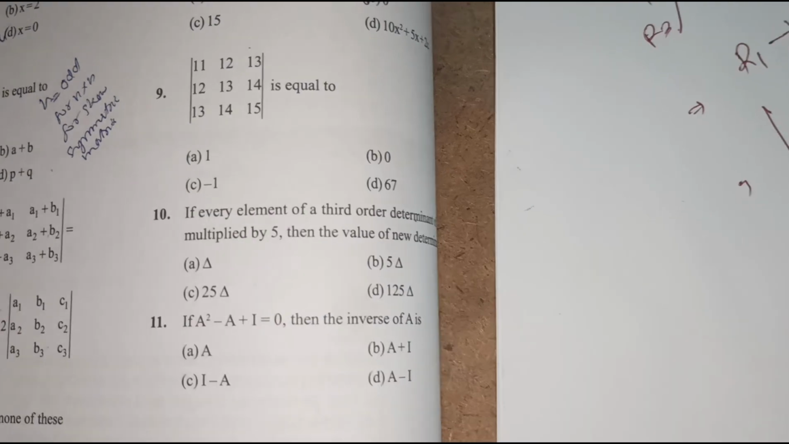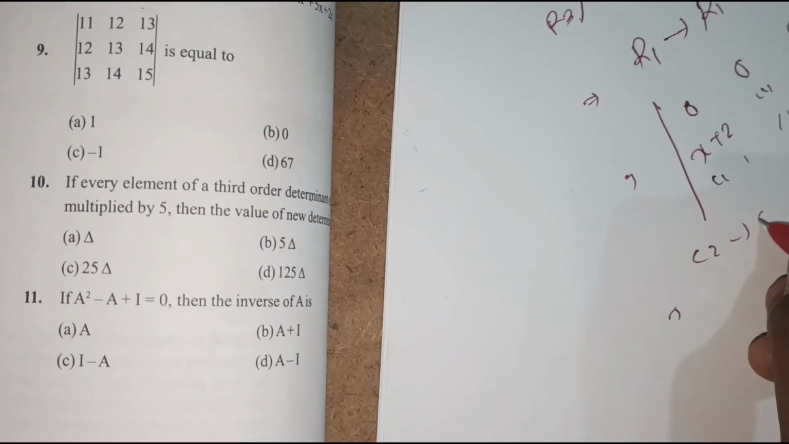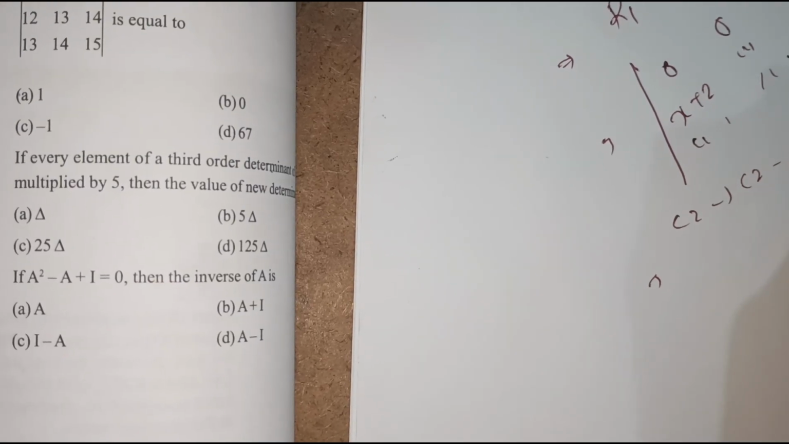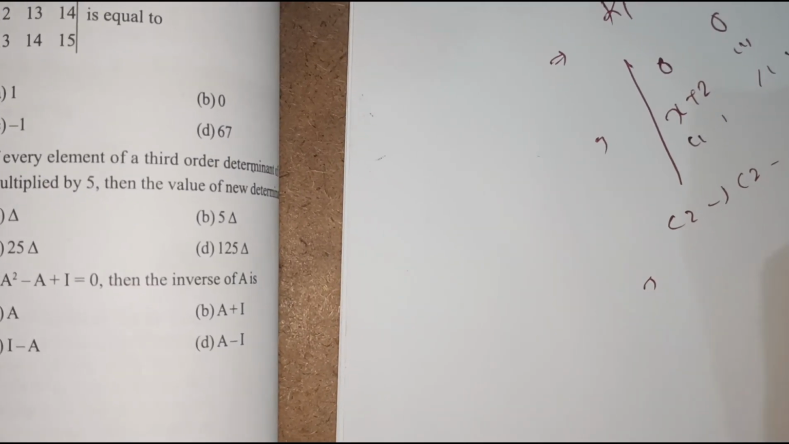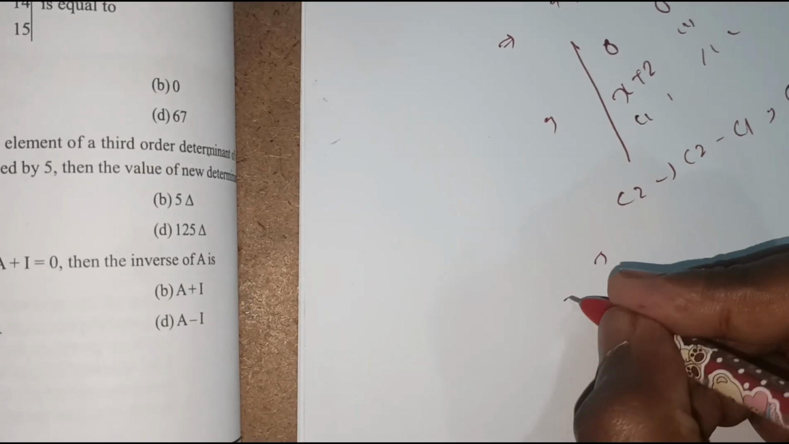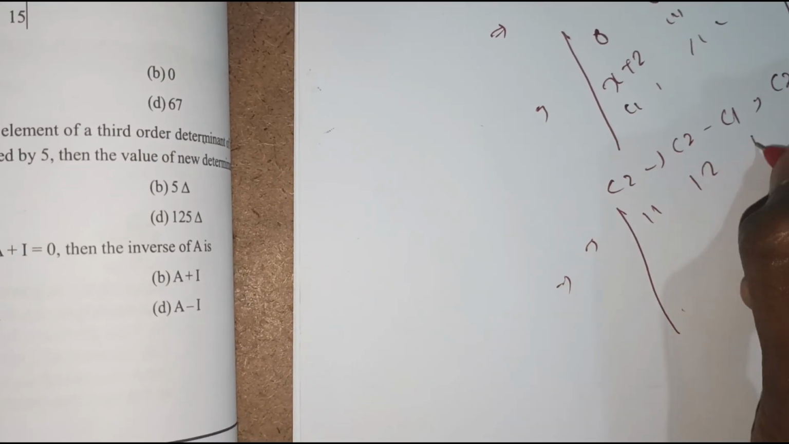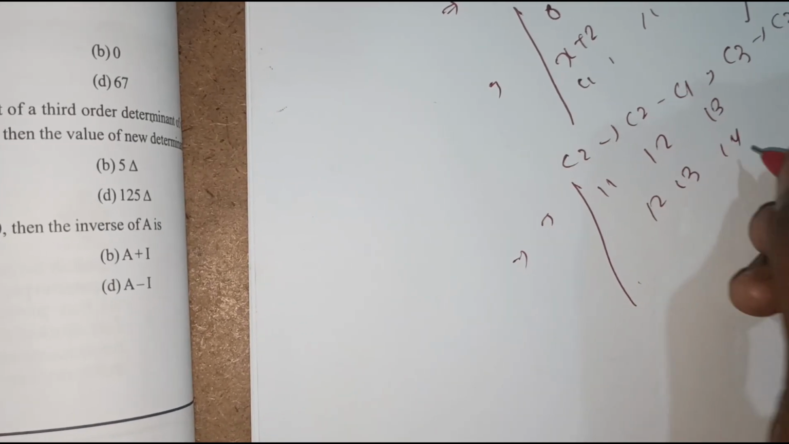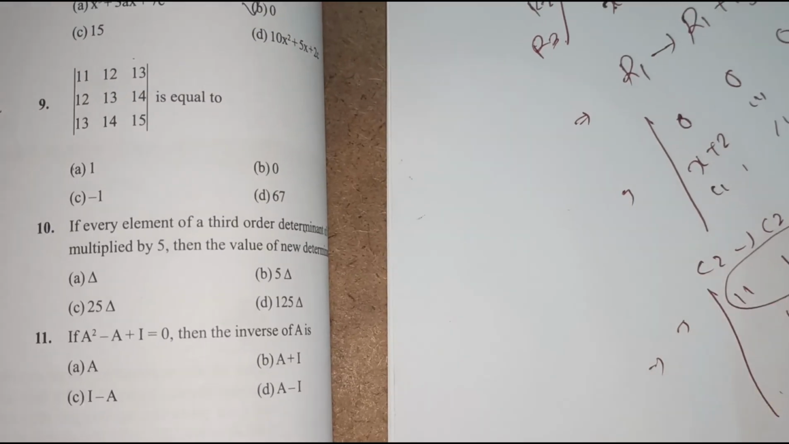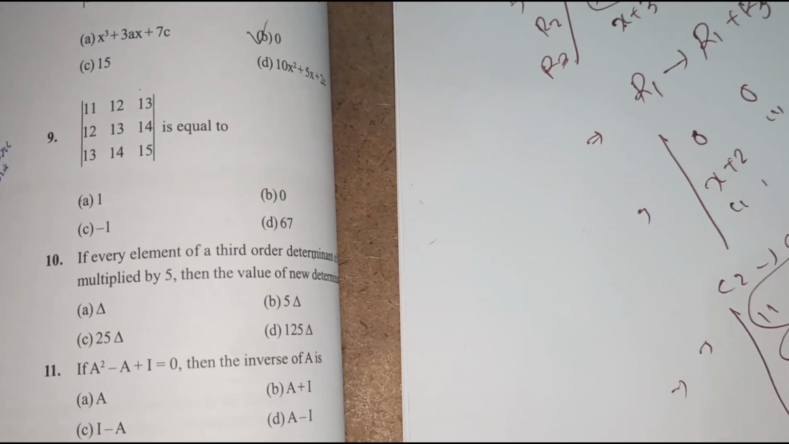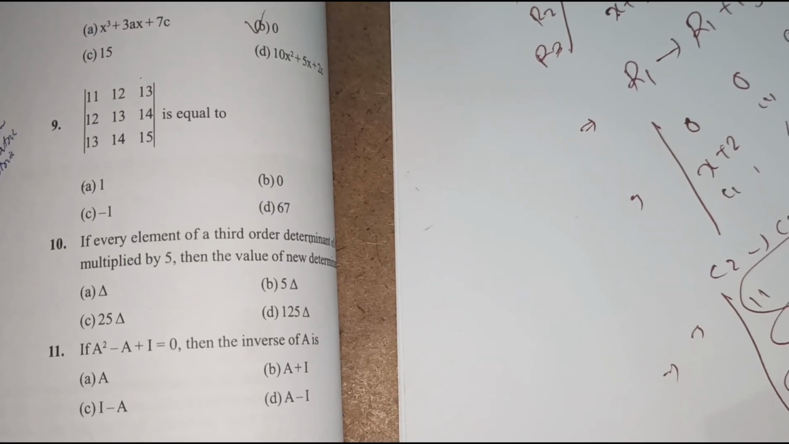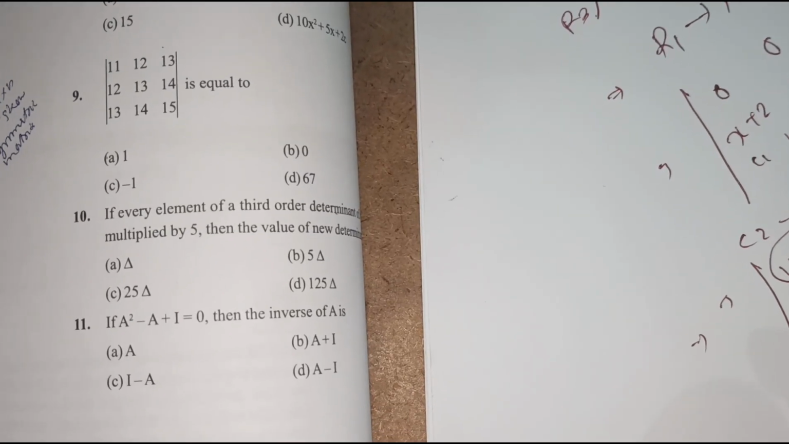So here C2 tends to C2 minus C1. Next, C3 tends to C3 minus C1 here. So here let's copy the question: 11 12 13, 12 13 14, 13 14 15. So here these all are in arithmetic progression. So what does arithmetic progression mean here? For an arithmetic progression, the answer will be 0 here.